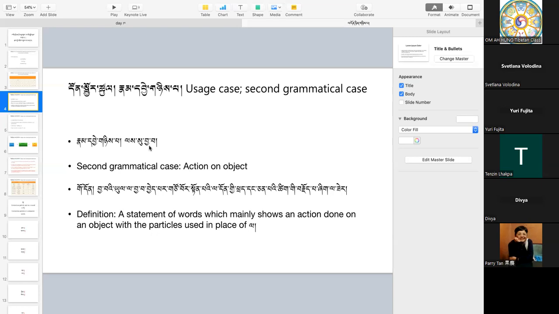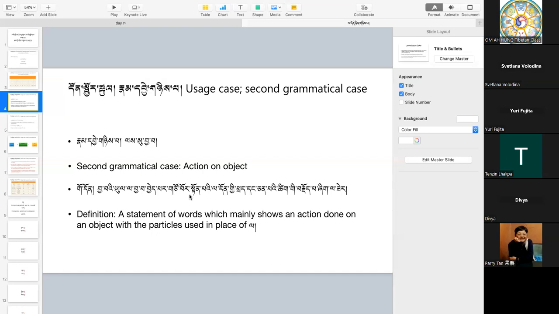But upon that, if we want to bring out more understanding from this, we can say that the connective particle separates an action and the object. And the order in which it should be stated is first the object, then the particle, then the action. So now the definition is: it's a statement of words which mainly shows an action done on an object. And this relation between the object and action is shown with the help of the particle used in place of la, de.